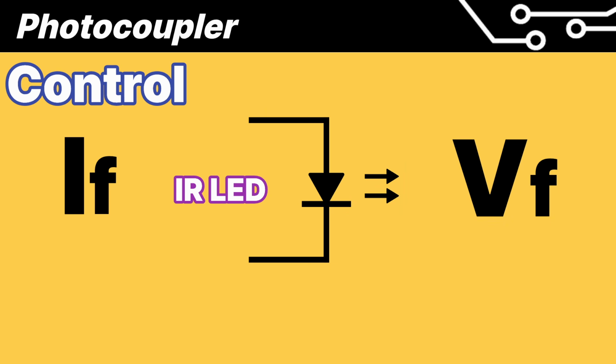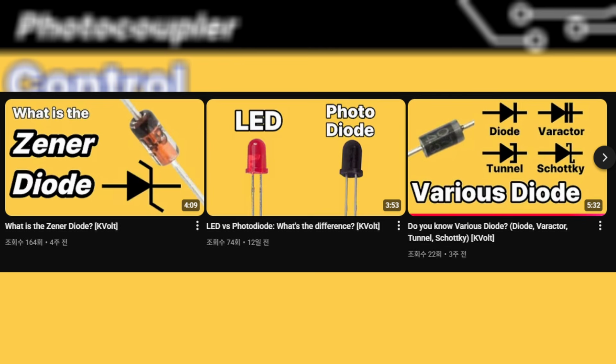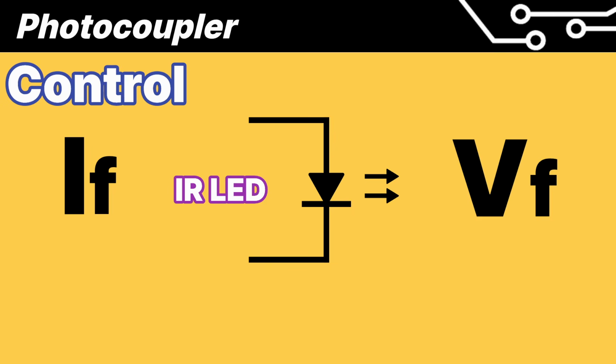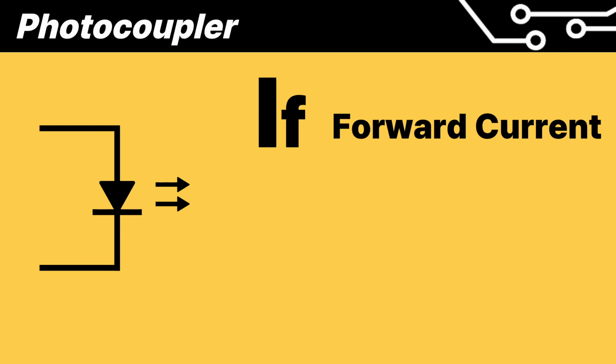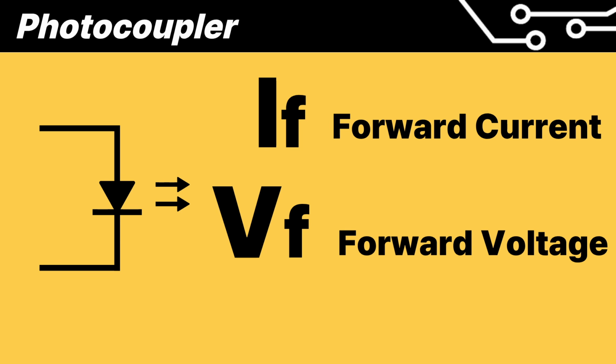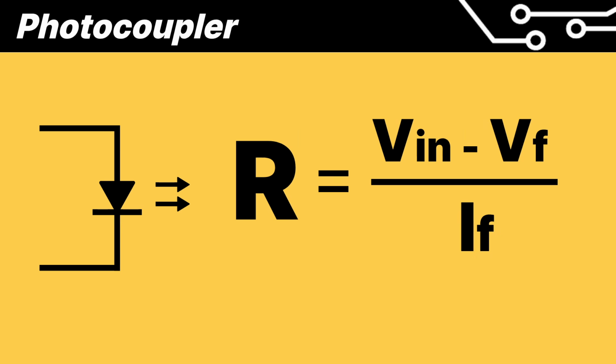There are a few terms used here. The terms used in the input section are forward current and forward voltage, which I have introduced in other videos. The reason for using diode terminology is because of the IR LED in the input section. Forward current refers to the maximum allowable current of the input section. Forward voltage refers to the operating voltage of the input LED. This is also used when calculating the resistor value for the input section, and the formula is as follows.